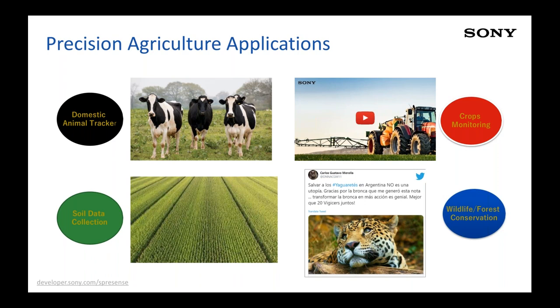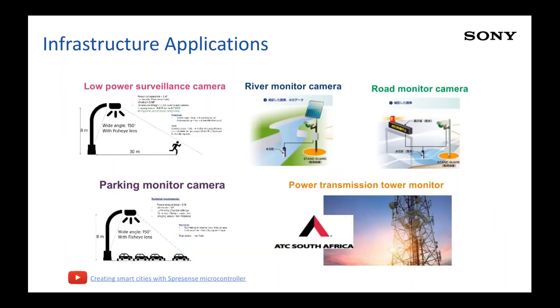But let's go to the next one, and I'm talking about the third one, which is infrastructure and smart cities, applications that are around us in the place that you are living in. So there are applications that you can use, such as surveillance cameras. You may need to collect some information, images, and Spresense has 6 cores, so you can do a lot of image processing. We can use a fisheye lens camera and pair it up with Spresense to do some of these applications for surveillance cameras.